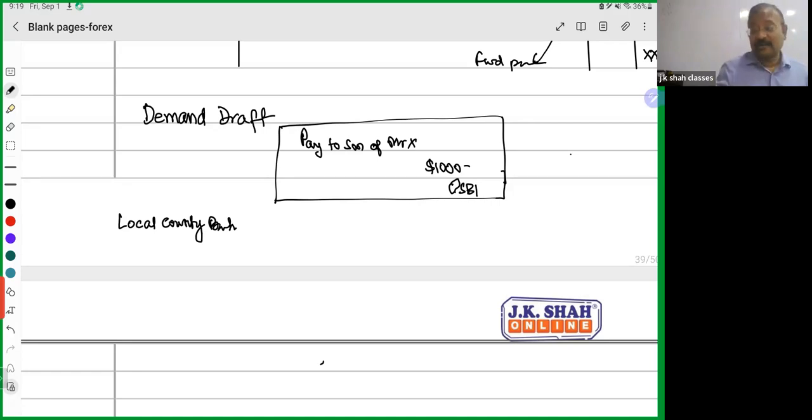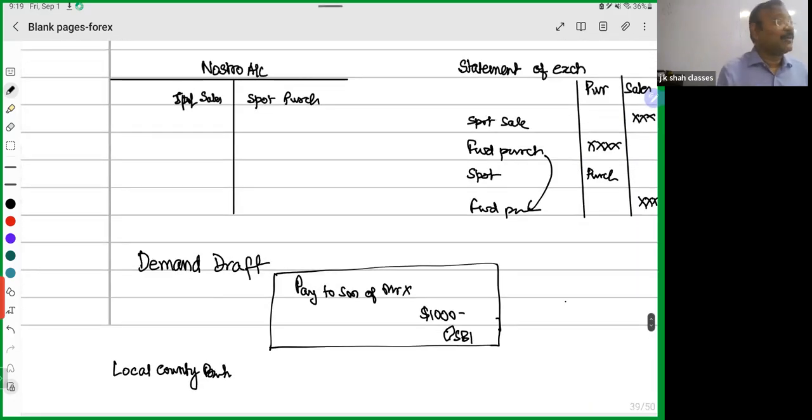Where will you record it? Statement of exchange. Which column? Purchase or sale? Understand? You purchase rupee. What did you sell? Demand draft for in dollars or rupees? Dollars, no? सेल में आएगा. Issuance of draft will come in sales.